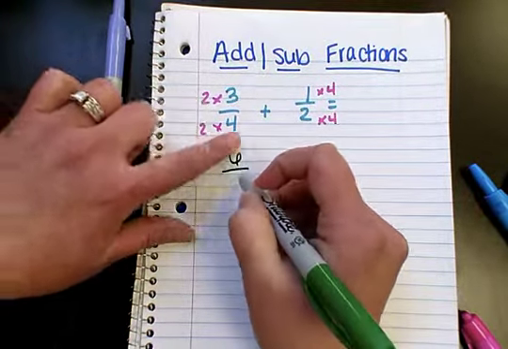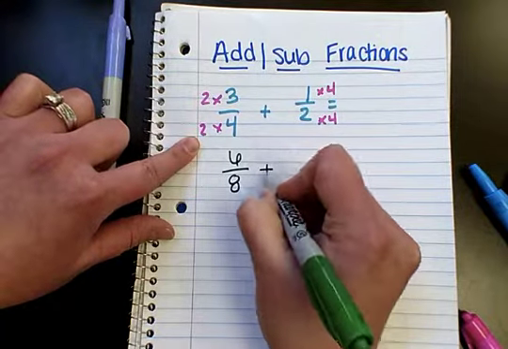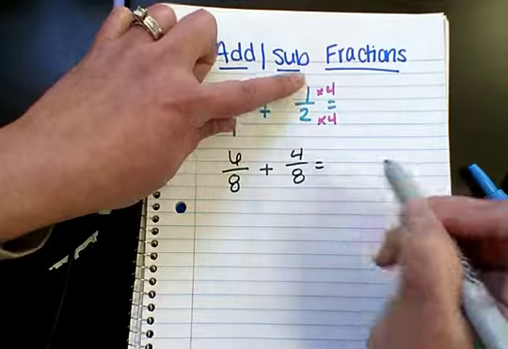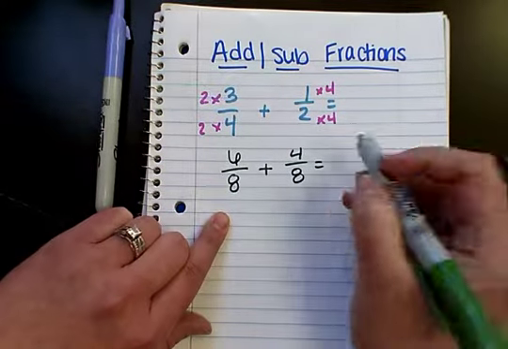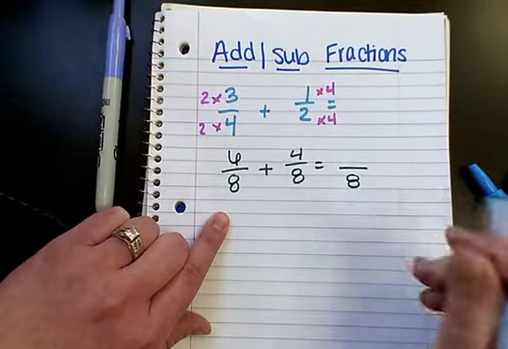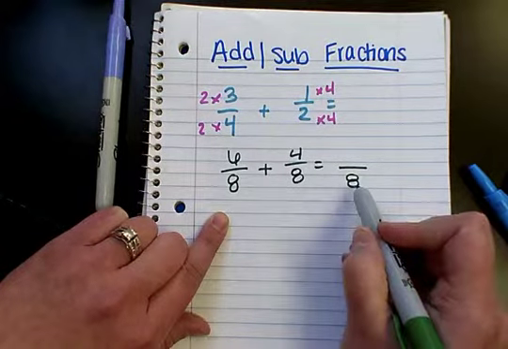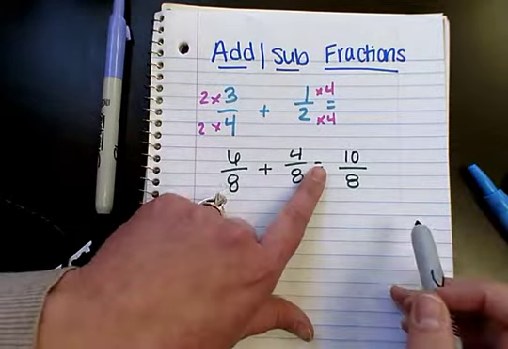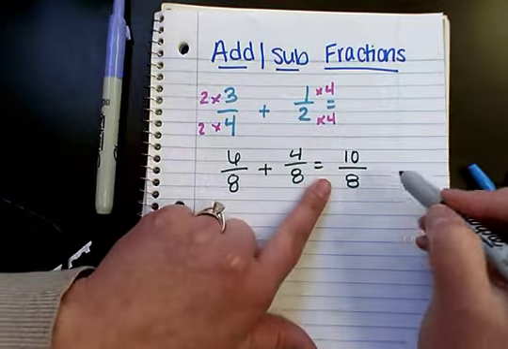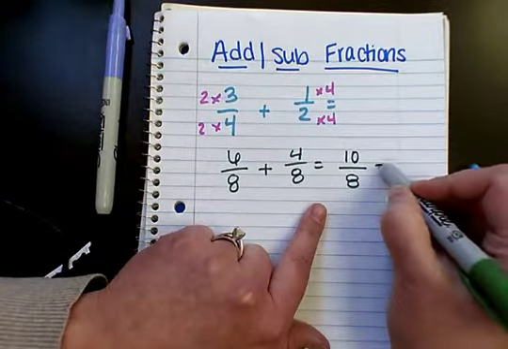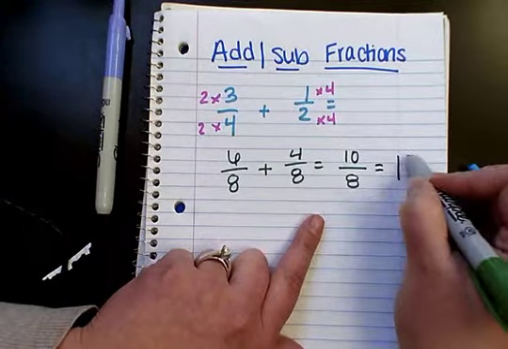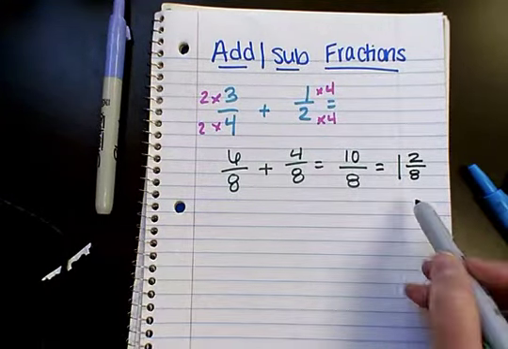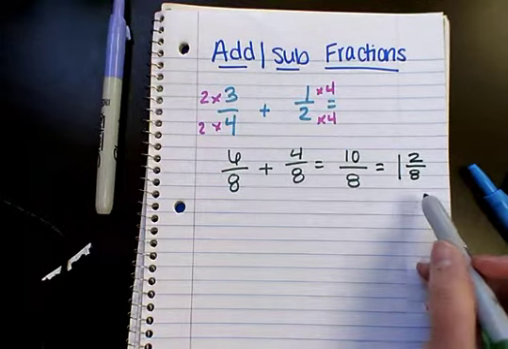So it becomes 6/8 plus 4/8. Now since we have the same size denominator, we can add. Our denominator does not change. It stays the same. 6 plus 4 is 10. Now we're not done though. We have to simplify. We can't leave it as an improper fraction. When we simplify, it becomes 1 and 2/8, and we can simplify that even more to 1 and 1/4.